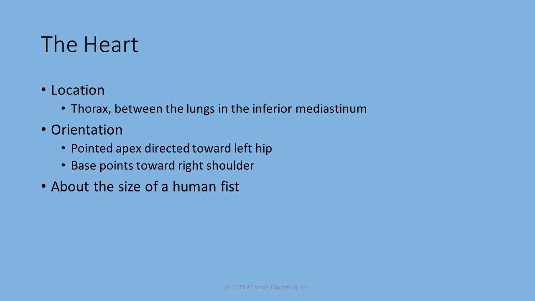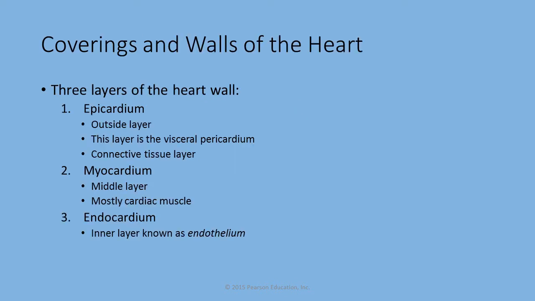The heart is obviously located in the thoracic cavity. It's between the lungs. The lower part of it, the point, which is called the apex, is pointed towards the left hip, so it is not dead center in the body, it is slightly slanted towards the left side. The size of the heart is about the size of a human fist.